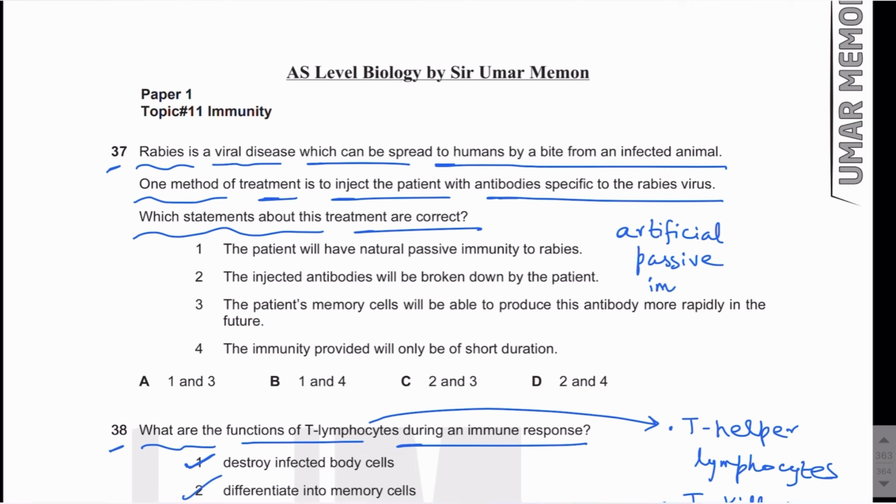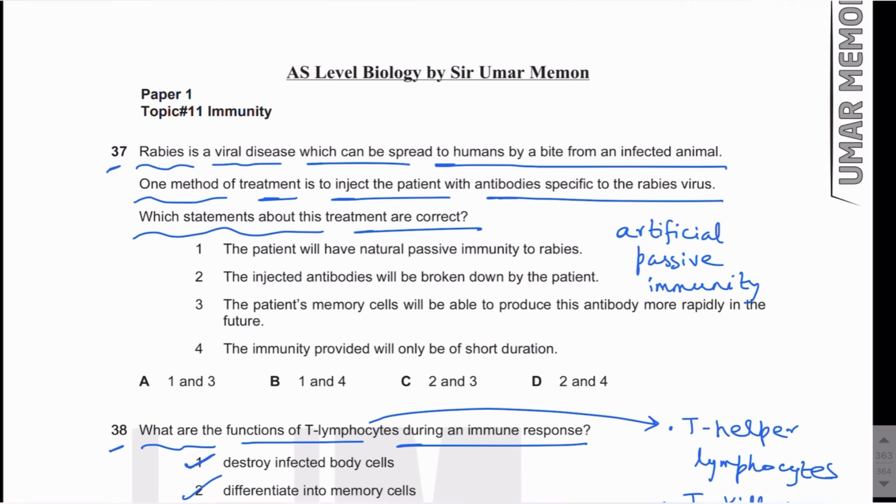What is meant by immunity? Immunity means protection against a particular infection or a disease or a pathogen. That is immunity. And immunity can be active or passive. So when we inject antibodies, immunity is passive. When we inject antigen, immunity is active. And the reason is that when you inject antigen, an immune response occurs. And because an immune response is occurring, this is an active process.